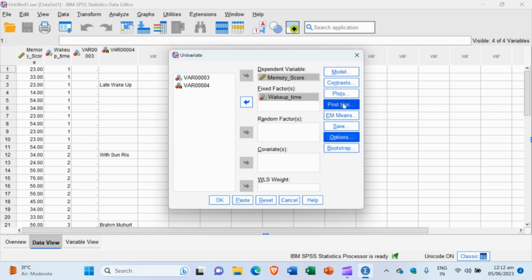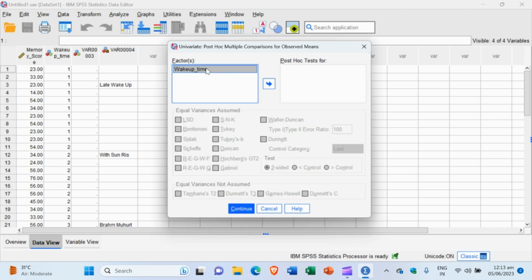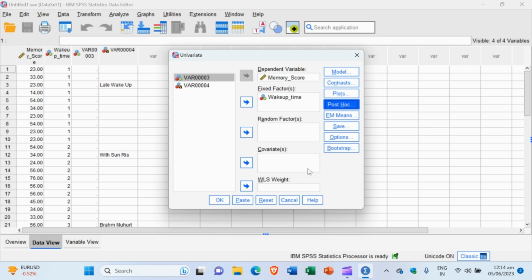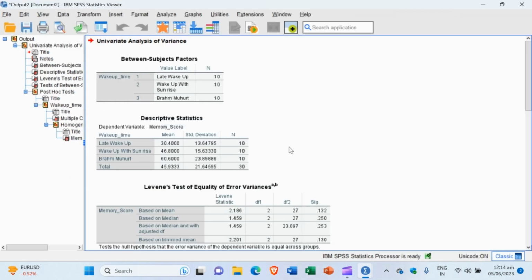Here the post hoc test button is here, so we click it, and we see that the factor is visible here, wake up time. With respect to the three categories under the wake up time, we want to analyze the difference between the group means. So we select this and enter it in the post hoc test box. After this, there are so many tests available, but we like the Tukey test. The Tukey test is one of the good options for checking the difference and identifying which two groups differ from each other. So we select the Tukey test, and after this we click continue, and then we click OK, and we see the results are visible here.